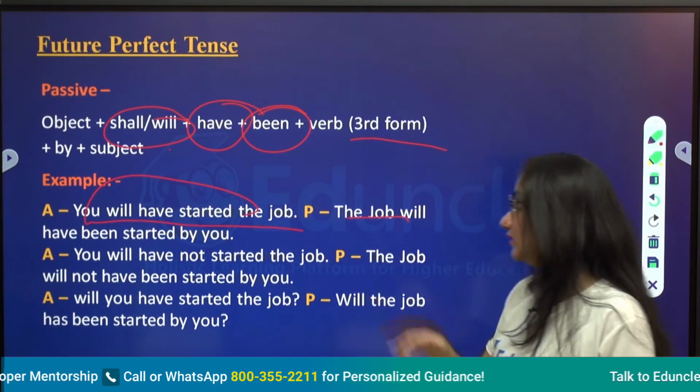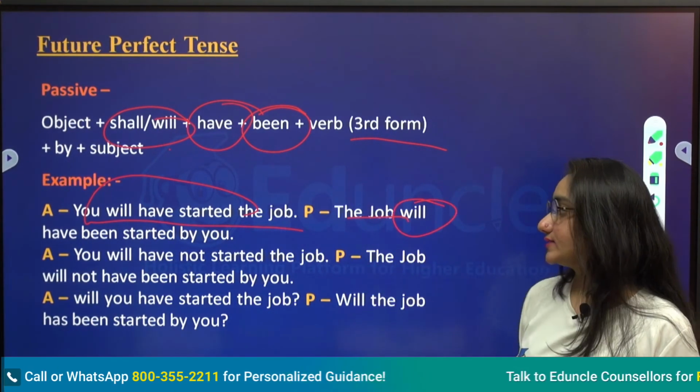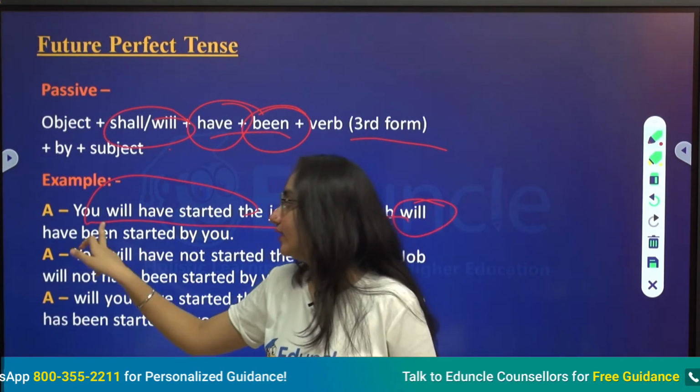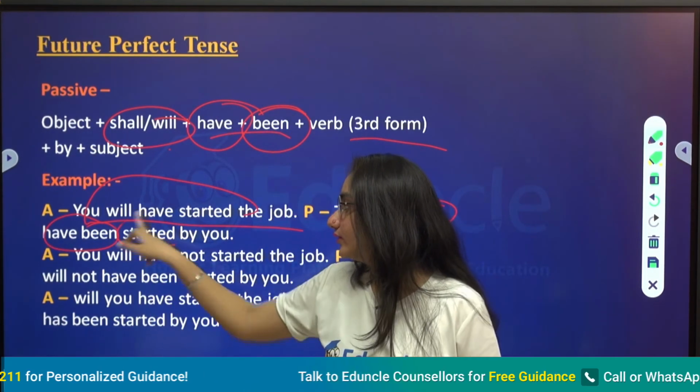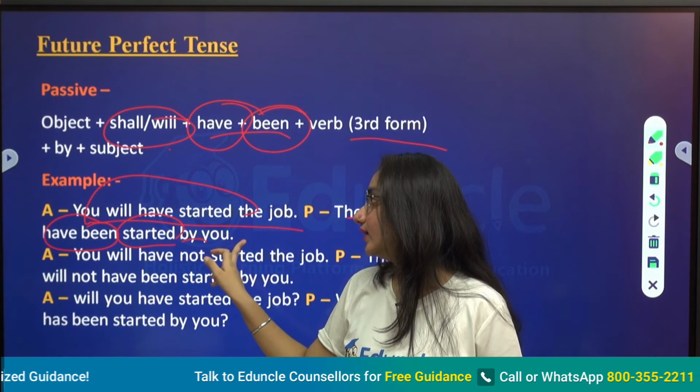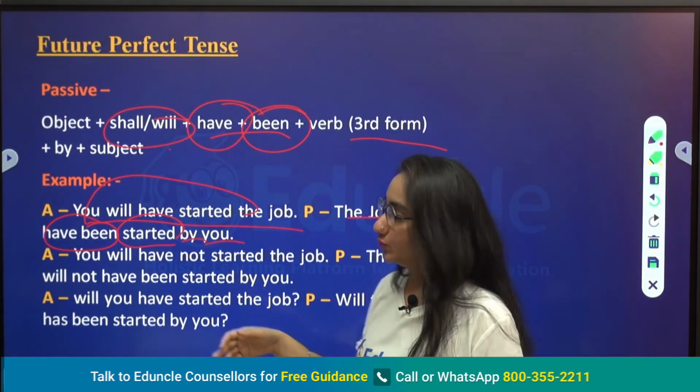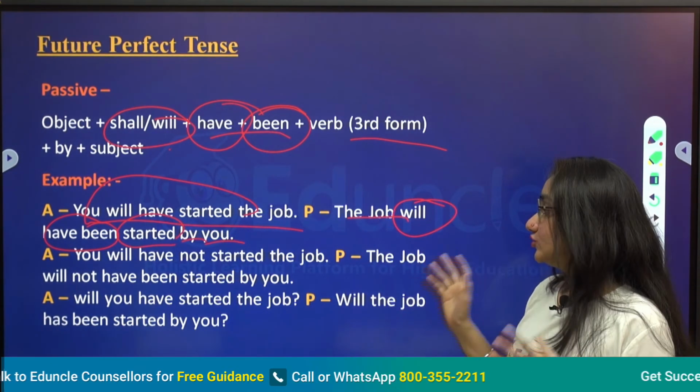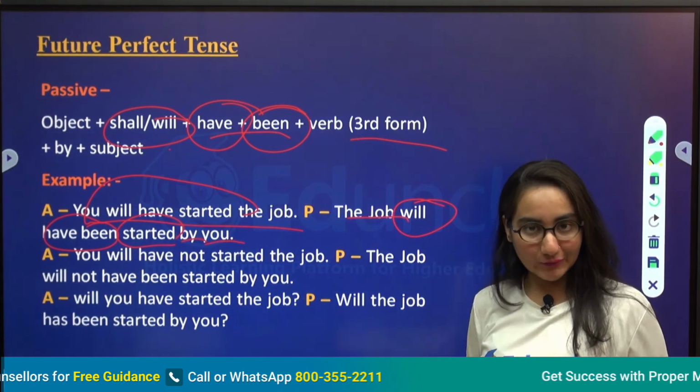Job is the object here. I have to add shall or will. Have been, I have to add have been. Third form of the verb, that is started, by, and here is the subject, that is you. So the job will have been started by you.